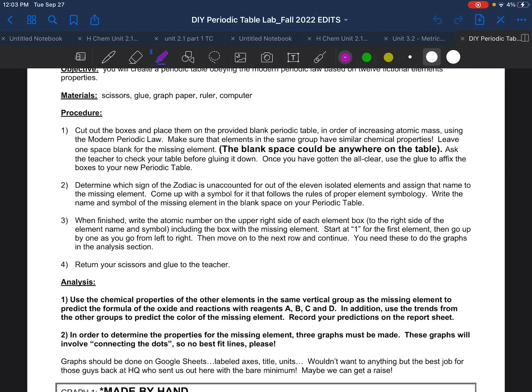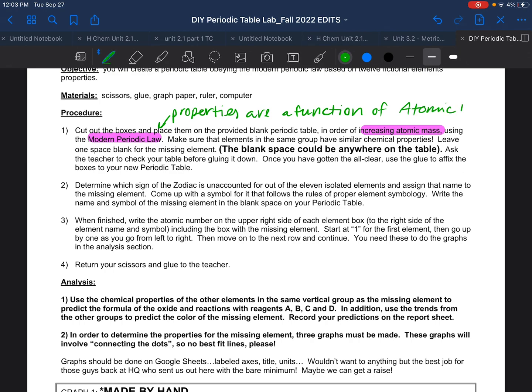So this is that first part here. This is what we call modern periodic law. Really, this is just that properties are a function of atomic number. Meaning, if you change the atomic number, those properties are going to change, and they're going to have a relationship to it. The other big thing to note here is to make sure that the elements in the same group have the same chemical properties.